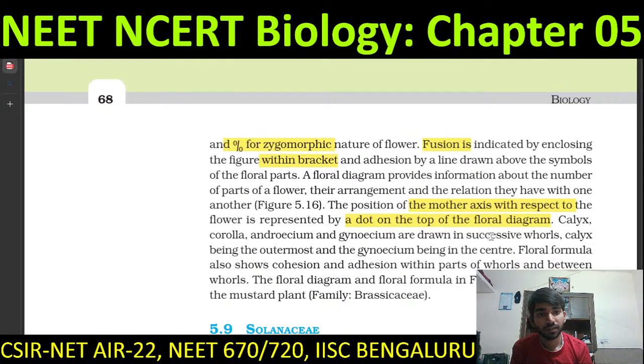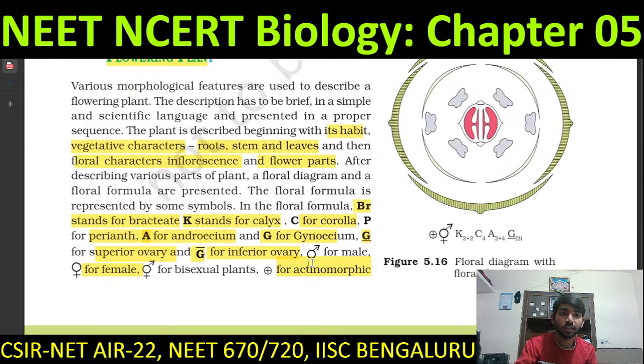Calyx, corolla, androecium, gynoecium are drawn in successive floral whorls, calyx being the outermost. Calyx, corolla, androecium, gynoecium. This is the arrangement that we follow. The floral formula also shows cohesion and addition within the parts of the flower, within the whorls, and between the whorls. The floral diagram and floral formula represent the mustard family Brassicaceae. So Brassicaceae is here.